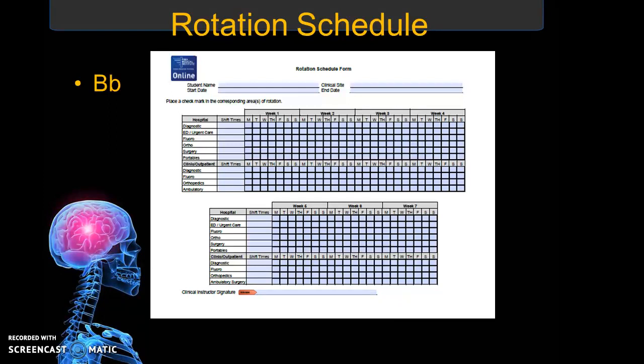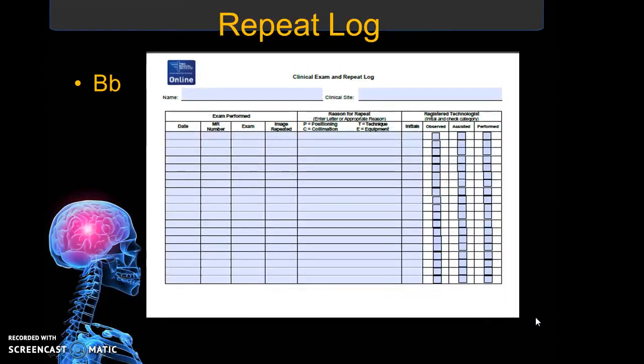Each day should reflect all of your activities for that day. So you may have multiple boxes checked for that day, or maybe you did some portables before you left. Again, you would have all 4 boxes checked for that date. Okay? And then again, your clinical instructor's signature there at the bottom. Again, these are due weekly. In fact, I'll finish this one.